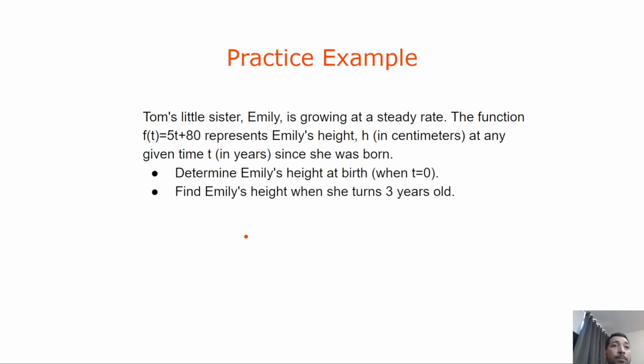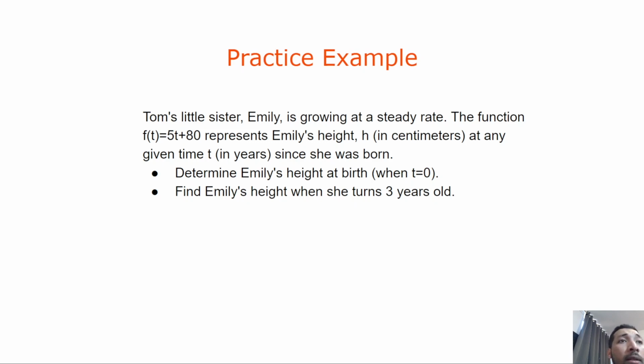Now let's look at this practice example. Tom's little sister Emily is growing at a steady rate. The function f of t is equal to 5t plus 80 represents Emily's height, h, in centimeters at any given time, t in years, since she was born. The first problem, determine Emily's height at birth when t is equal to 0. And the second problem is find Emily's height when she turns 3 years old.